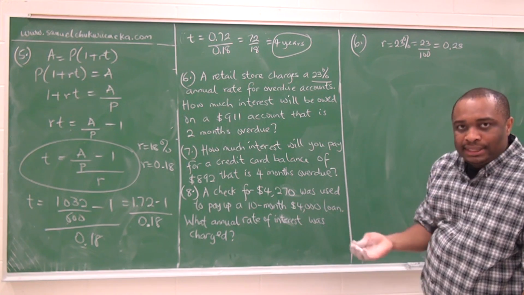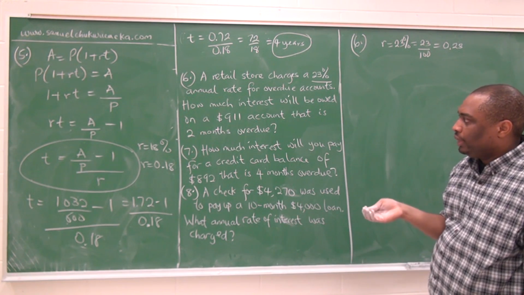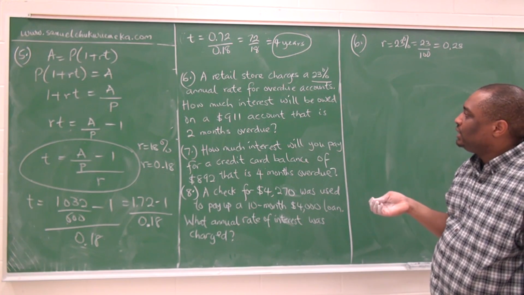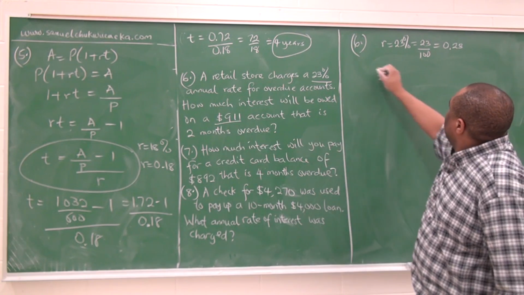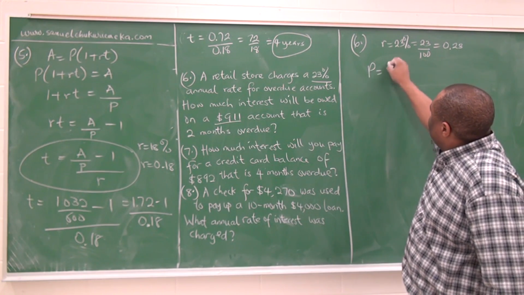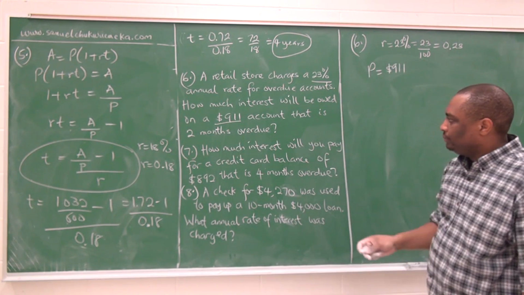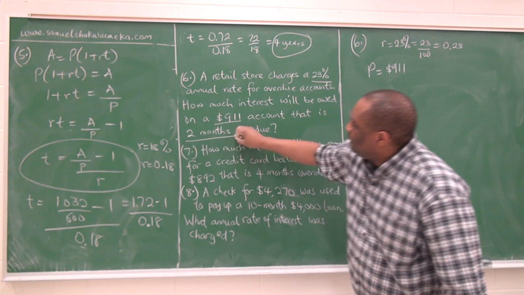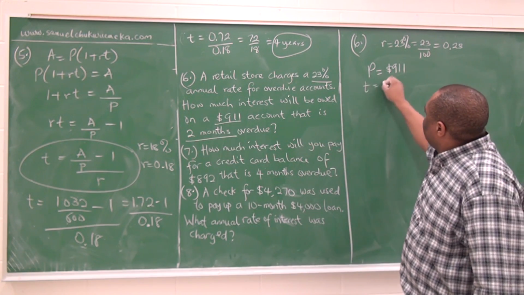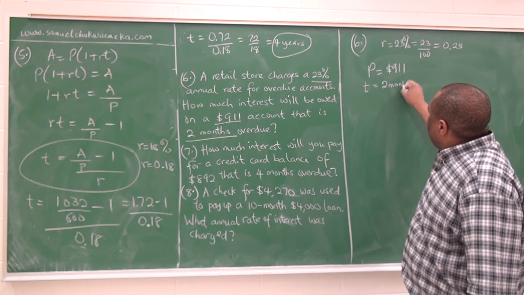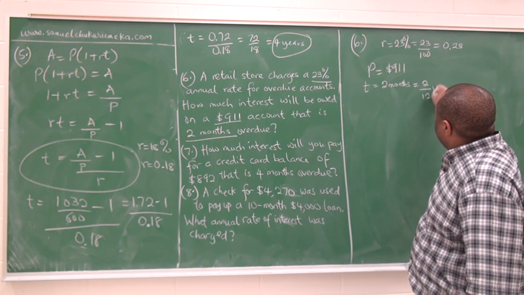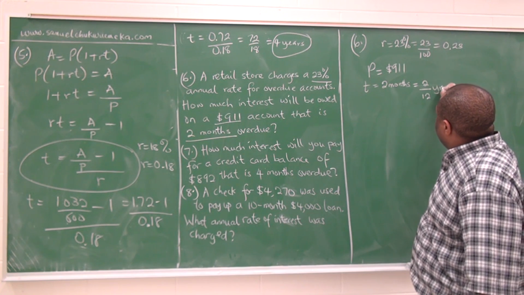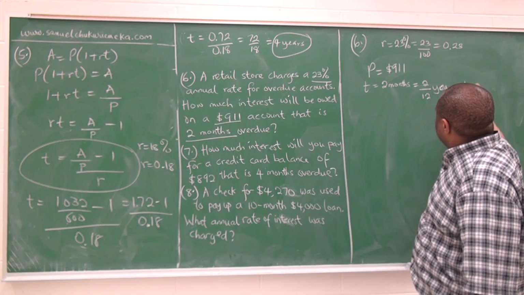Then, how much interest will be owed? Okay, they're asking for interest. How much interest will be owed on a $911 account? So the principal sum is $911. That is 2 months overdue. The time is 2 months, and 2 months is 2 over 12, which is 1 over 6, yeah?